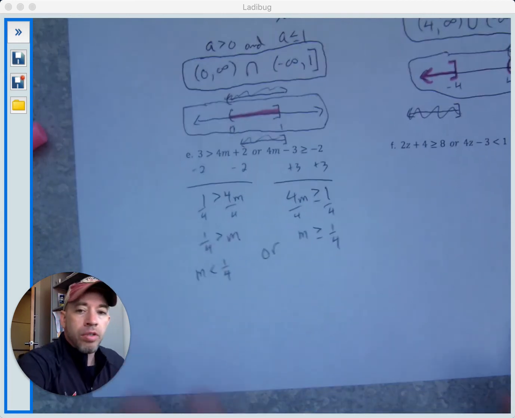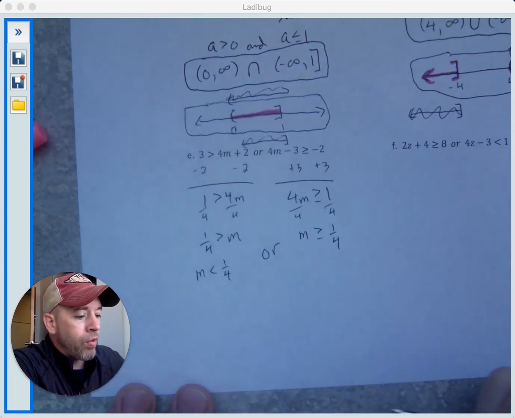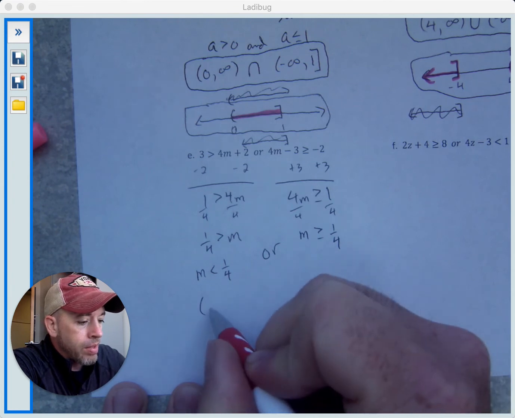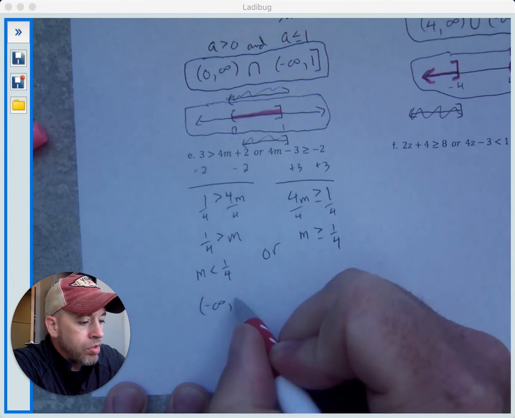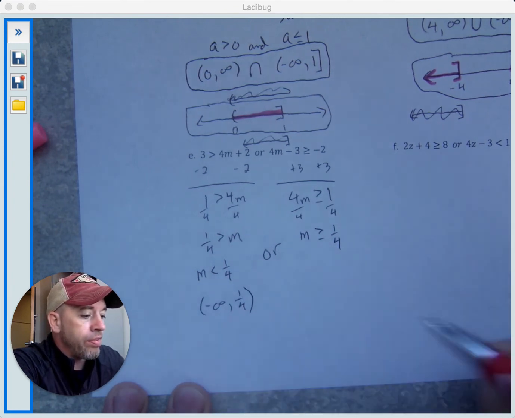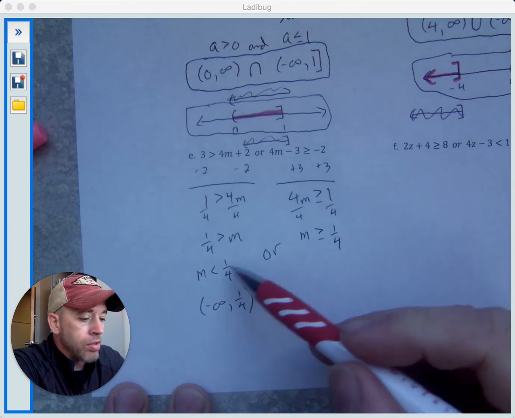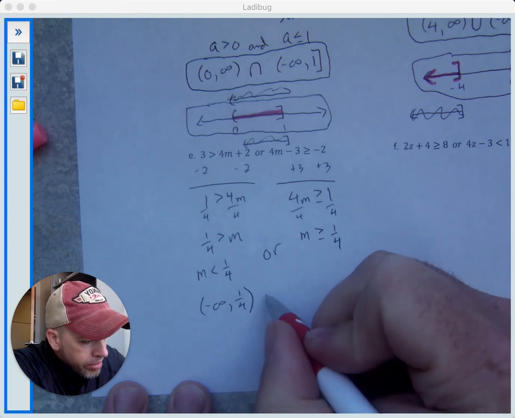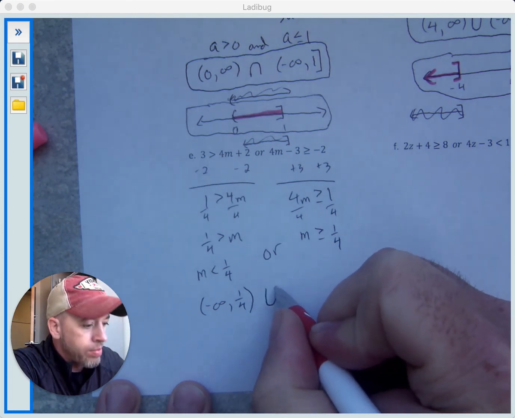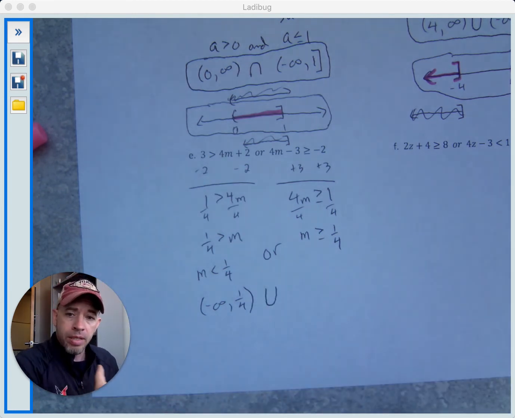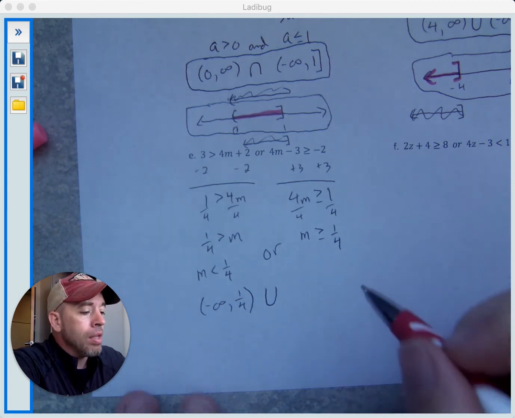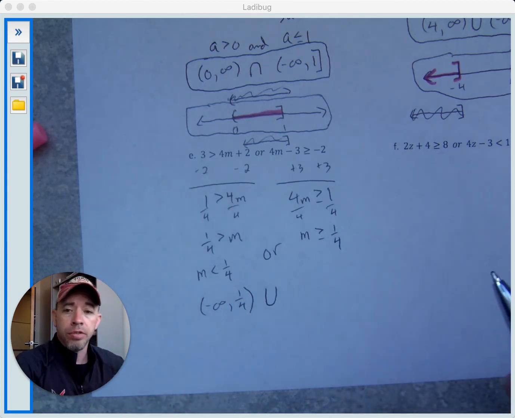Translating this to interval notation, m is less than 1/4 would be everything from negative infinity to 1/4. We have a parenthesis, right? Parenthesis because there's no equal to bar. Or translates to the union symbol in mathematics. Union means you're putting these two things together. And, again, means intersection, you're looking at the overlap.